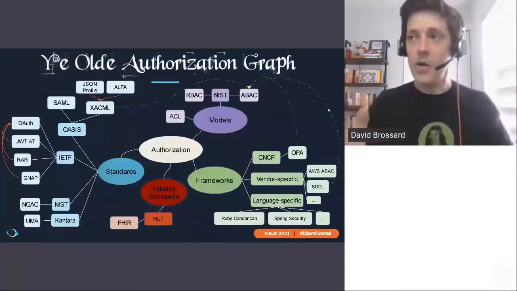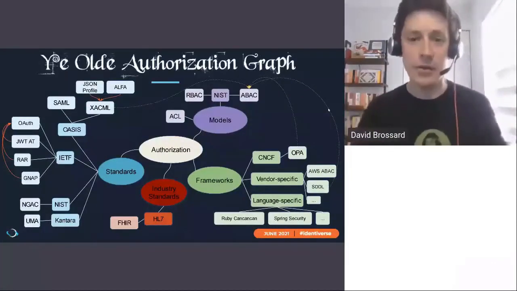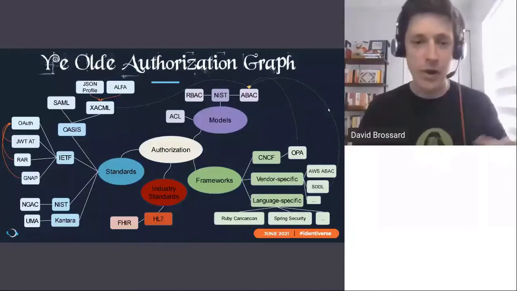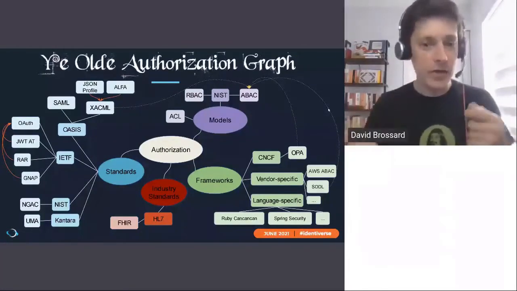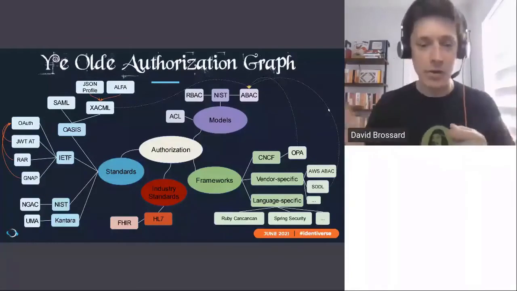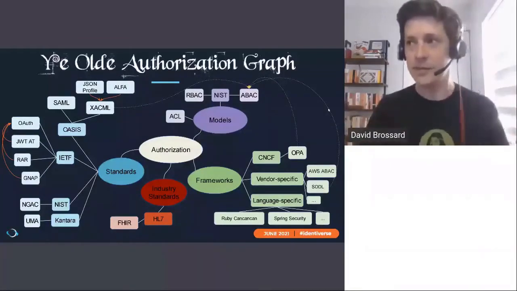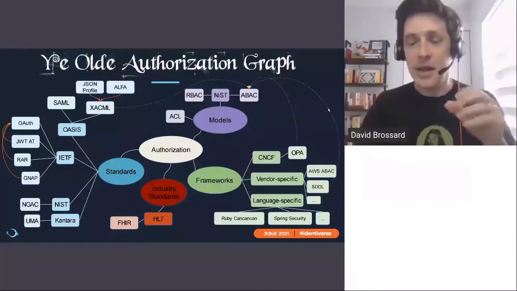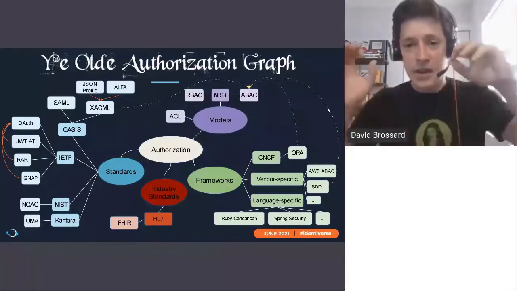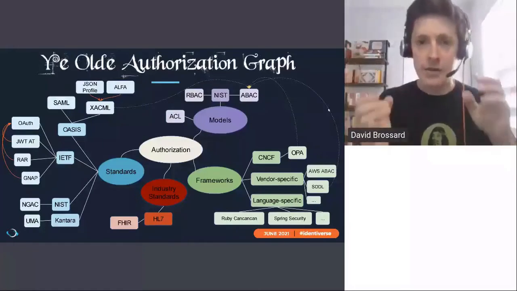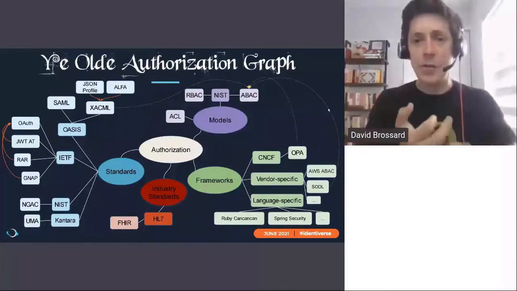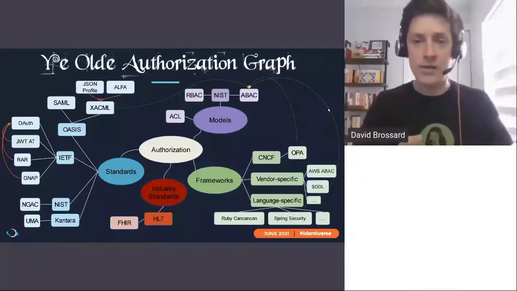With that in mind, lo and behold, the old authorization graph, or perhaps the map King Arthur was holding in the movie to try to get from A to B, and no wonder it took so long to find their way. So at the very center, we have authorization. On the top right corner, let's start with the purple stuff. We have the models, okay? So like I said, access control lists, role-based access control, attribute-based access control.